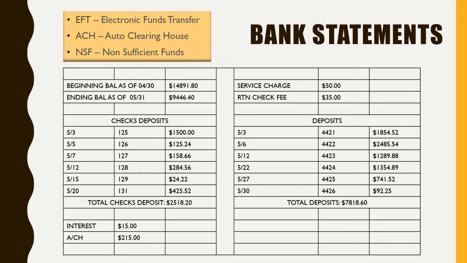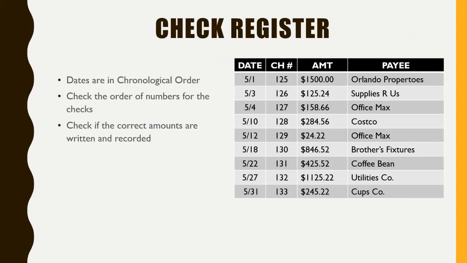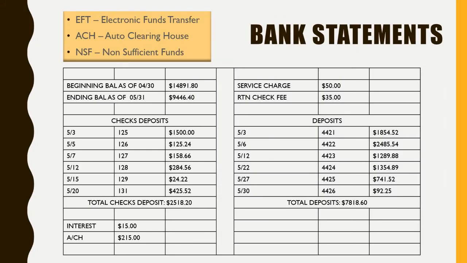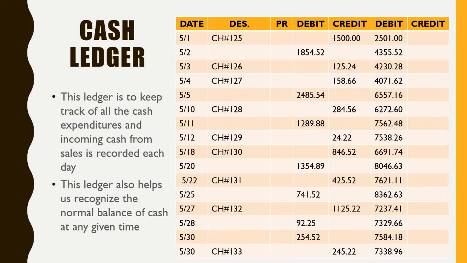So that is what we're going to be doing today. We're going to be comparing our check register with our bank statement, as well as our cash ledger. Those are the 3 things you need in order to successfully complete a bank reconciliation. Bank reconciliations are normally done at the end of a given period, usually monthly, because you get a statement every month. It's also good accounting practice to do it every month anyway.